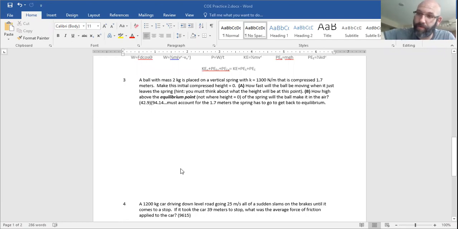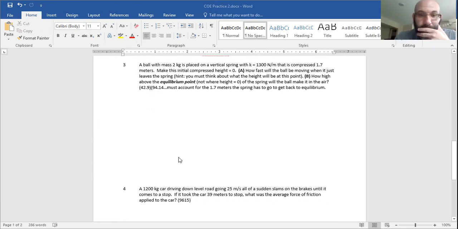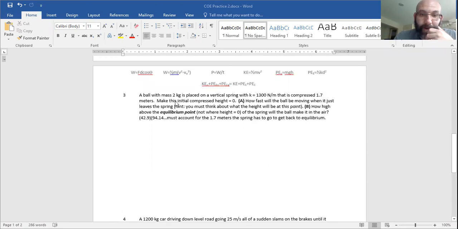All right, number 3, a ball and a mat, this is a pretty big one. A ball with a mass of 2 kilograms is placed on a vertical spring, so that means the spring is like this, pressed that way. K is 1,300 newtons per meter, and it is compressed 1.7 meters. Make this initial compressed height 0. A, how fast is the ball moving when it leaves the spring? And you might think about the height at this point. Then we'll look at B.